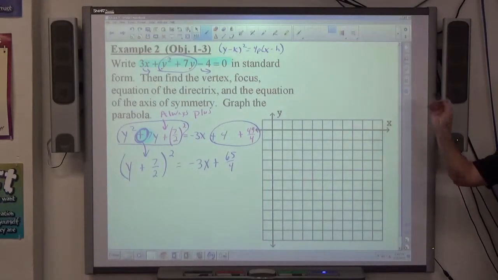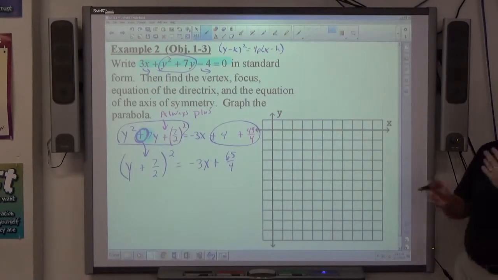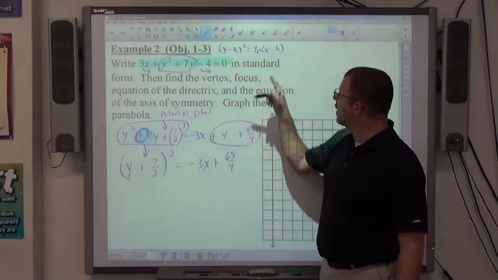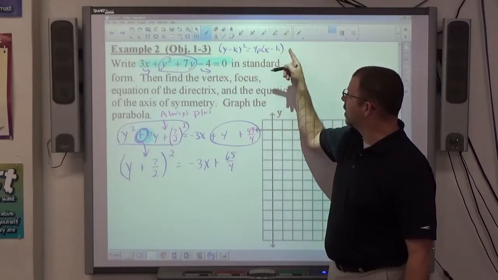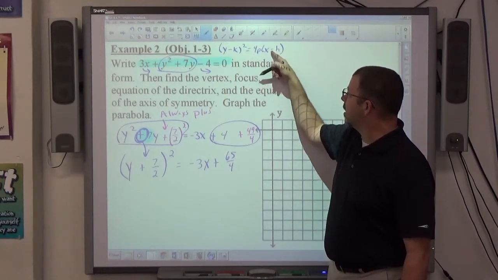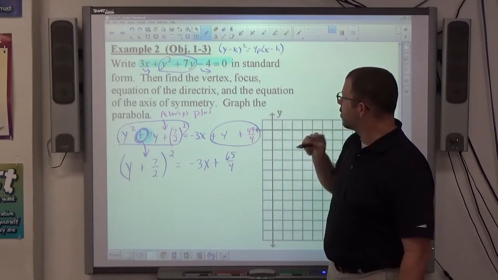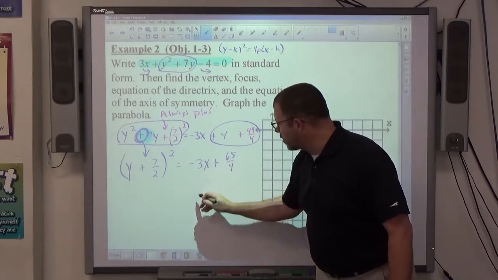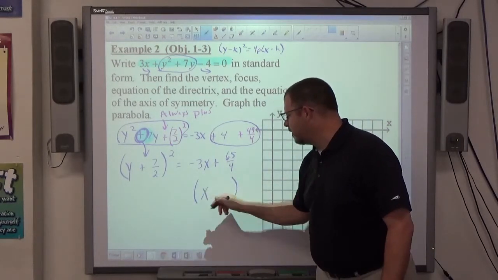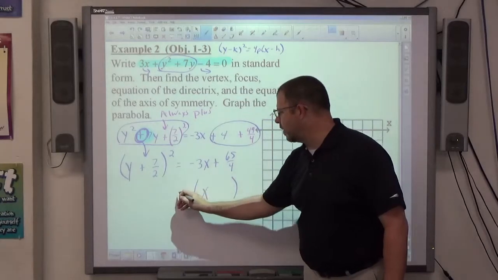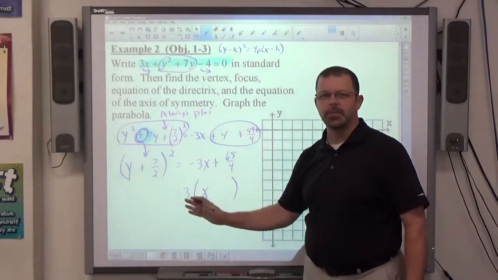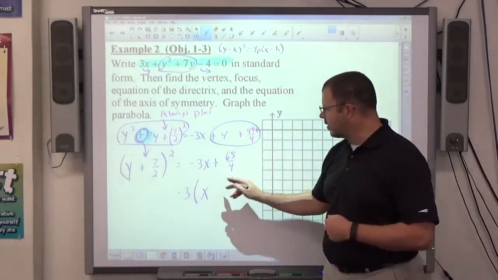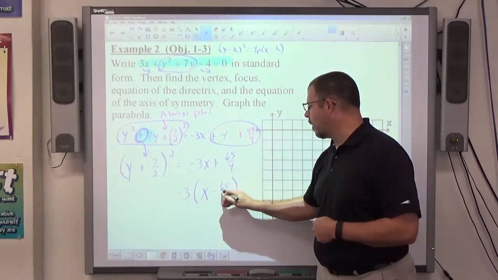Does what I have look like that? Now what's messed up? The right side's messed up, right? They got a 3 in front of x. It's supposed to be some number times x minus another number, or even plus another. It doesn't matter plus or minus, but it's going to have that structure. So I want this to be parentheses x, okay? I don't want that minus 3, so minus 3 has to go out here. And the consequence is this becomes negative 65/12.